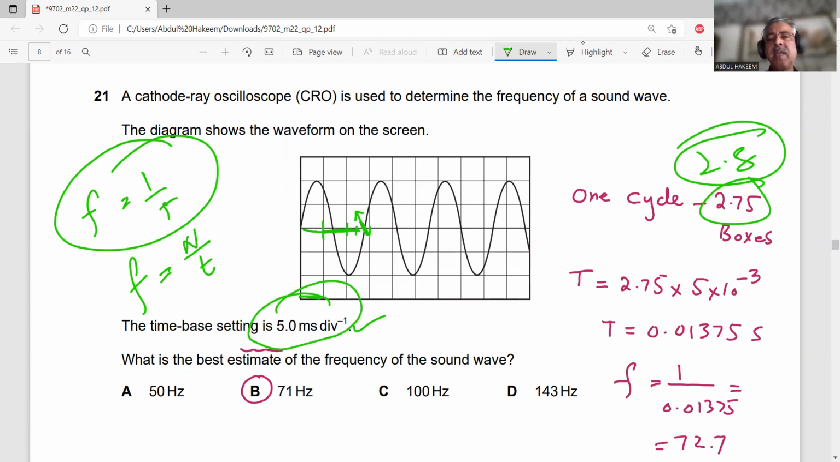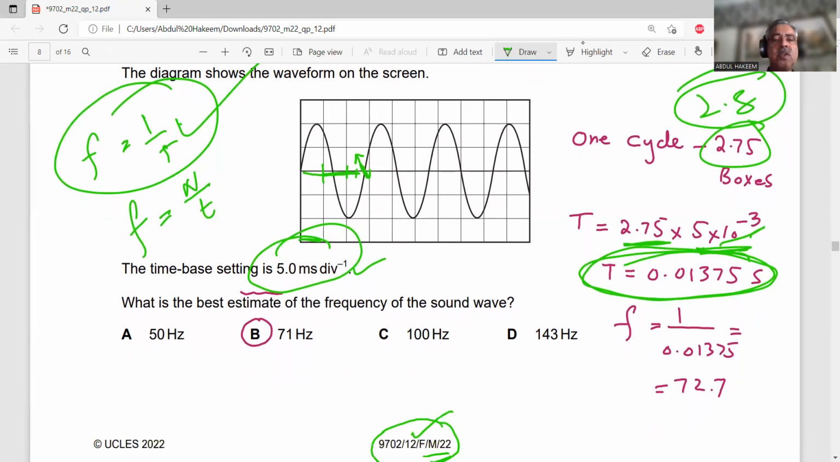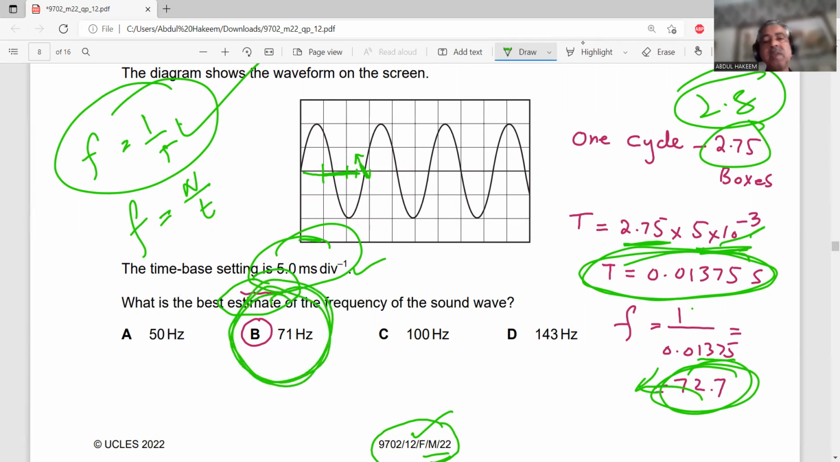So the time period is 2.8 or 2.75 multiplied by 5 milliseconds, milli meaning 10 to the power minus 3. This is approximately the time period, the time taken by one wave. Now, using the formula, frequency is equal to 1 over the time period, 1 divided by 0.01375, you will get the answer 72.7. Here the question asks for the best estimate, so close to this is 71. So 71 hertz will be the answer here.